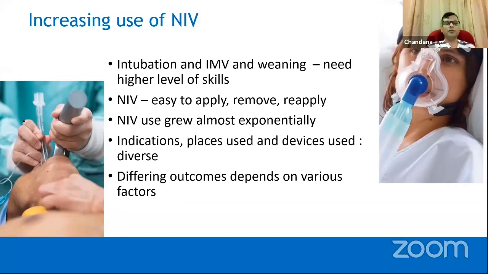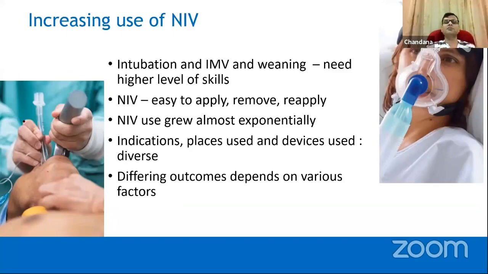And so the NIV use actually grew almost exponentially. Now everyone is using NIV when you need to escalate from normal oxygen therapy. So NIV is one of the most commonly used modalities. And the indications and the devices, there are diverse kinds of devices in Sri Lanka. And the outcome will depend on various factors.